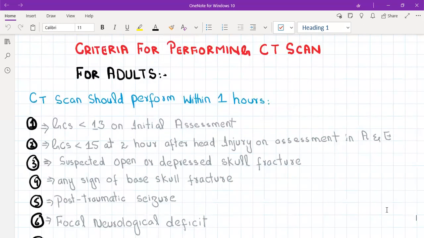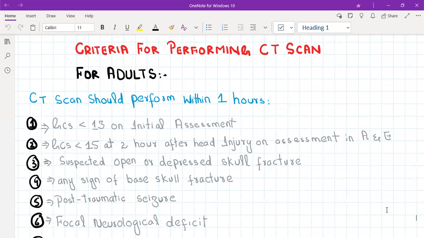So if GCS is less than 13 on initial assessment, if GCS is less than 15 at 2 hours after the head injury, okay, and if on initial assessment it is 15, then if there is a fall in GCS by 1 point or 2 points or any fall in GCS, falling GCS means deteriorating condition. Okay, any suspected open fracture or depressed skull fracture, any sign of base of skull fracture.